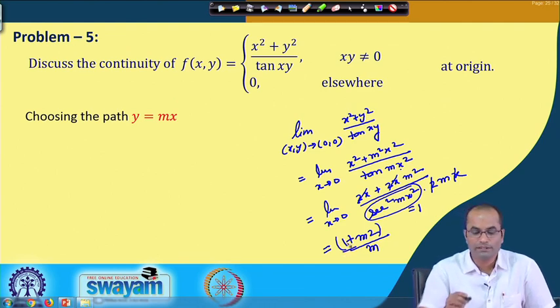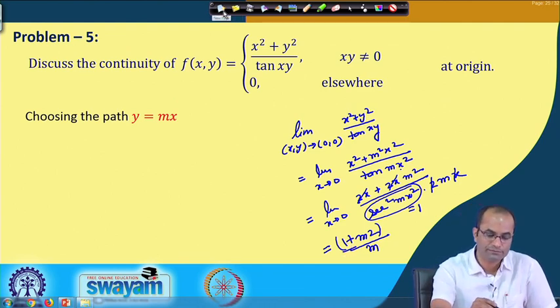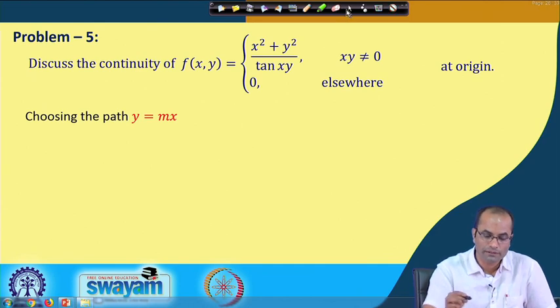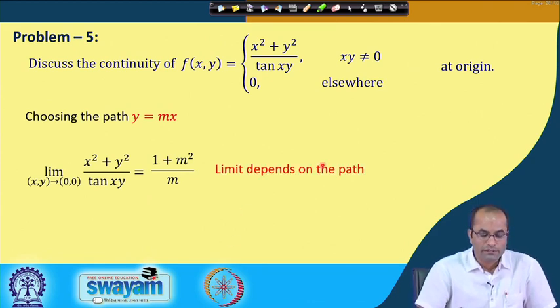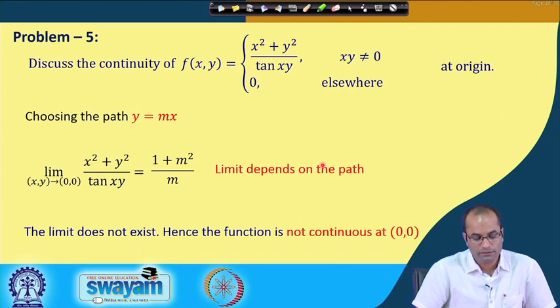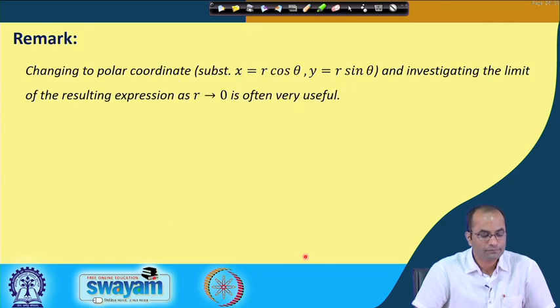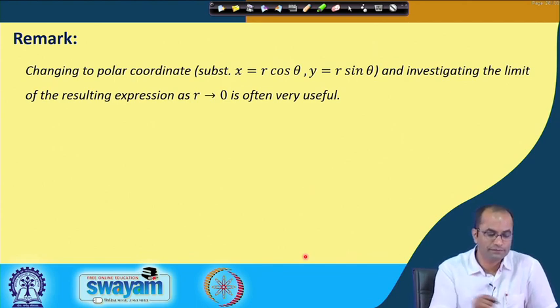So, again this limit depends on the path, and this is (1 plus m square) over m, which we have just evaluated. So, the limit depends on the path, and hence the limit does not exist and the function is not continuous again in this case. So, some remarks which are very useful for finding out the continuity or basically the limit.